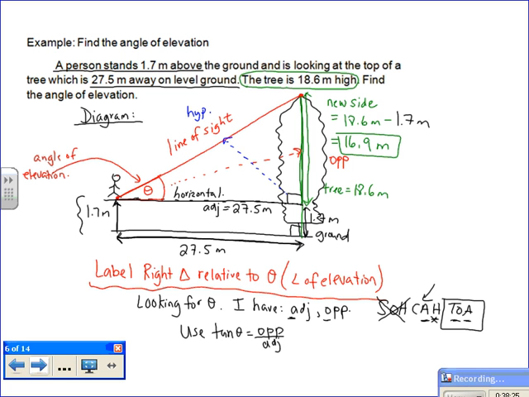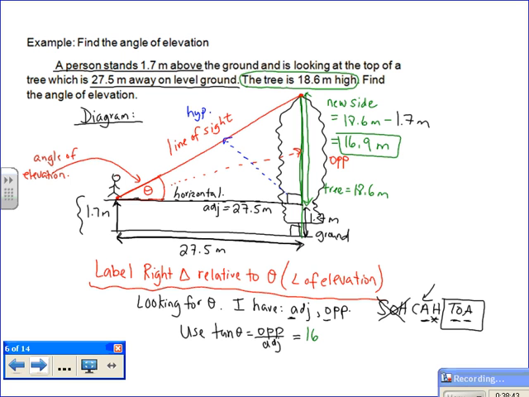Okay, so let's go ahead and do that. The tan of theta, I don't know theta, it's what I'm looking for, but I have opposite and I have adjacent. So opposite is equal to 16.9. Write that in, 16.9 meters over the adjacent, which is 27.5 meters. Those meters are going to cancel and give us just 1. And what we get is 16.9 divided by 27.5 is 0.6145. Okay, so the tan of theta equals 0.6145.